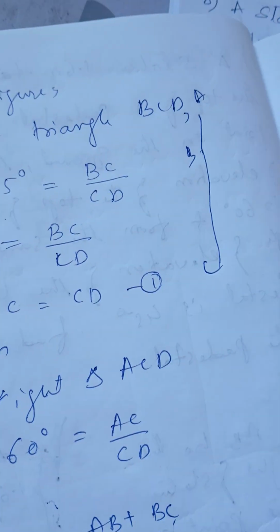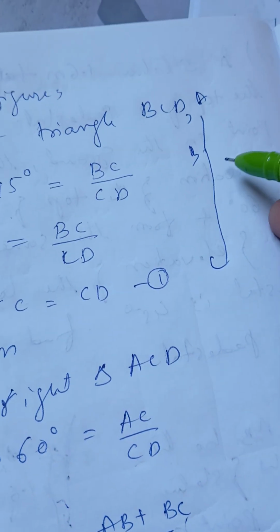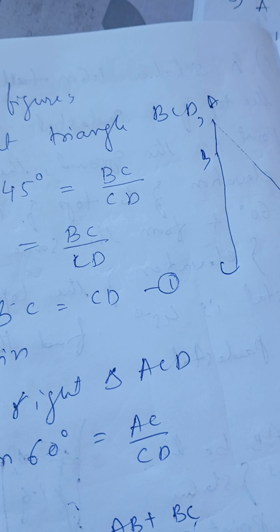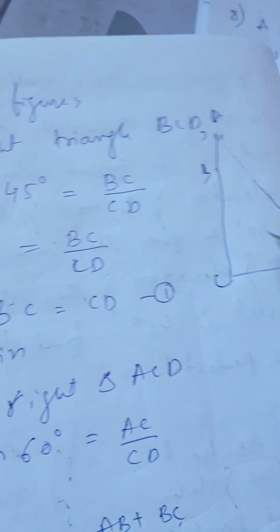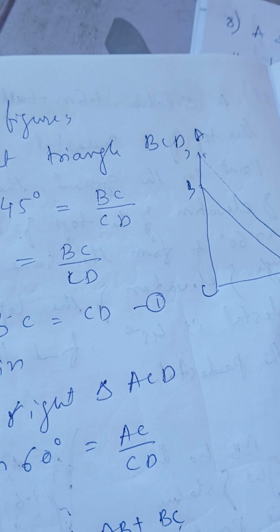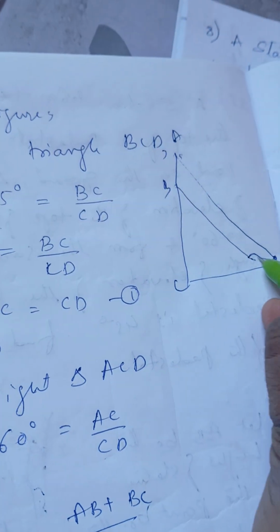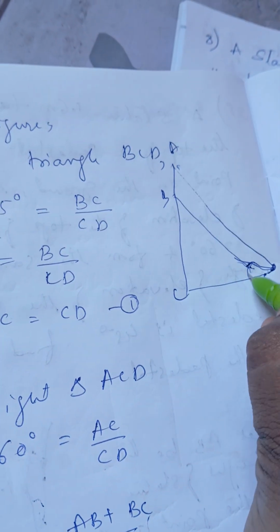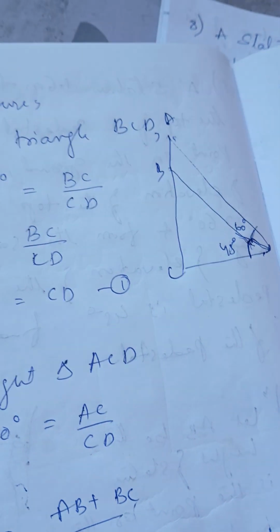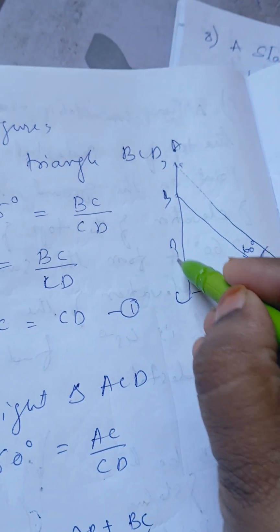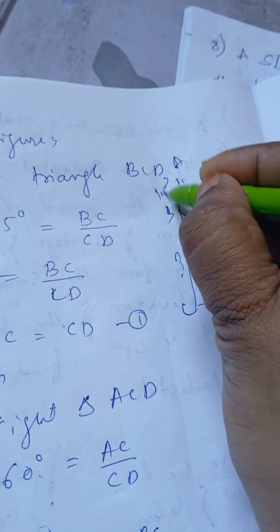This is your ABC with the point D on the ground. From the top to the bottom, it is the angle of elevation. From here to here, the angle of elevation is 45 degrees. Here it is a 60 degree angle of elevation. So what we have to find out? AB is 1.6, which is given.